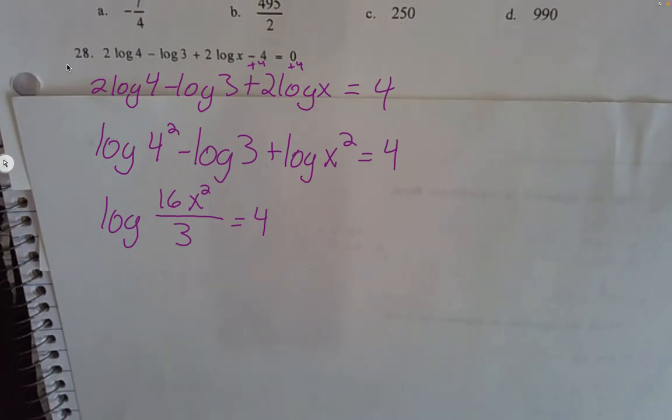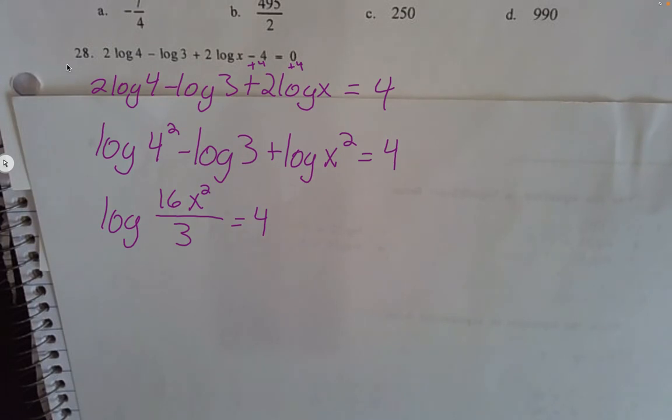It's like putting all your like terms together. You can't finish solving it until they're all together, okay? So, again, the 4 squared was the 16. Since that's minus 3, where does the 3 go? And it's a division, so it goes in the bottom. Since that's plus log x squared, where does that one go? In the numerator, okay?